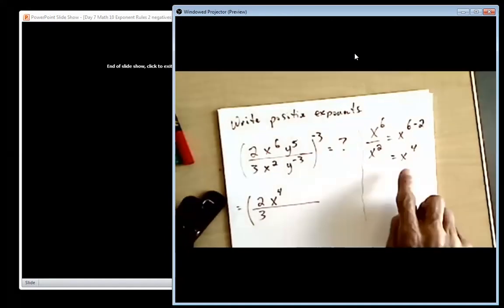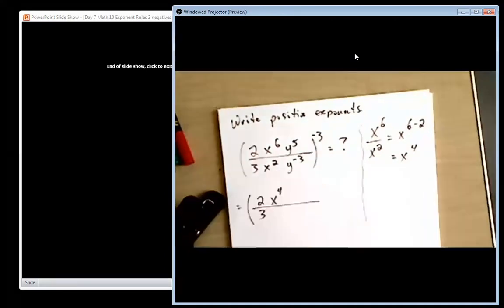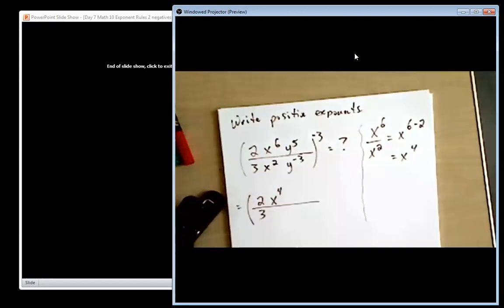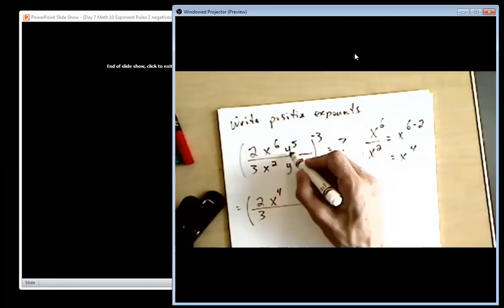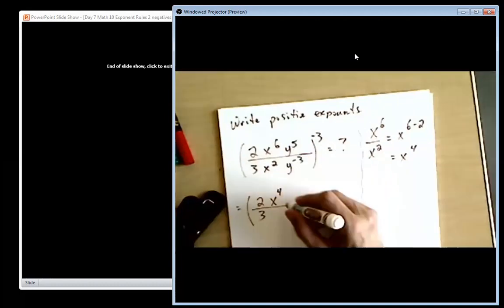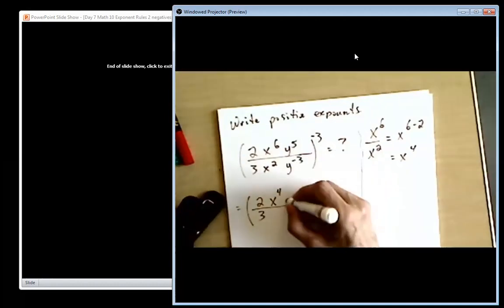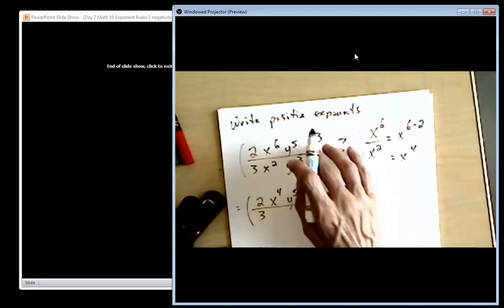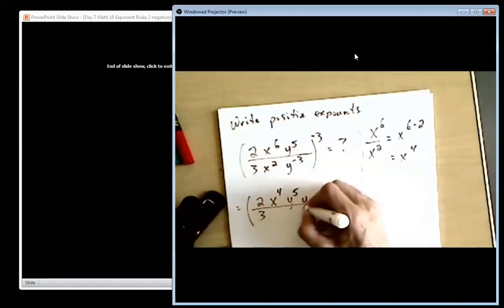This will be useful for the y's that we have now. Okay. For the y, what do you want to do? Switch. That's probably smart, actually. We could switch this. Yeah. So the y to the 5 stays on the top. And this y to the negative 3, what happens? Switches to the top, plus 3, right?